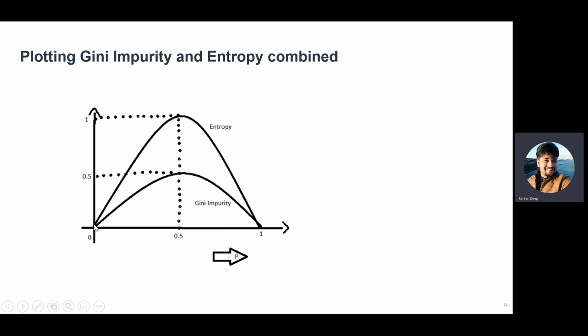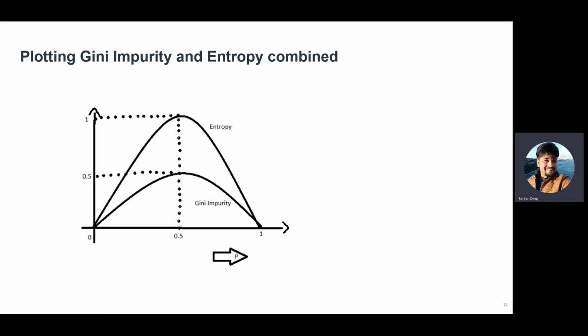On the other hand, if I plot Gini impurity, the maximum value which Gini impurity reaches is 0.5. And then it again starts decreasing to 0 over here. Same trend as with entropy. The only difference is the maximum value which Gini impurity reaches is 0.5.